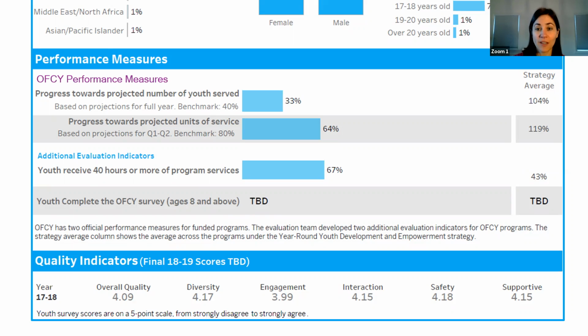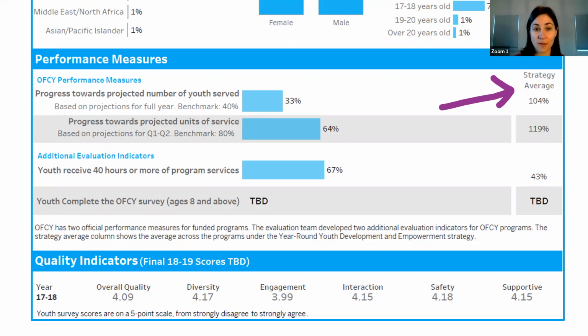We have also included 2 additional evaluation indicators. For programs that serve youth, we included the percentage of youth who receive 40 or more hours of service, with the understanding that this might not align with everyone's program model, and that's totally okay. This just gives us an extra indicator of the intensity of services that are provided.